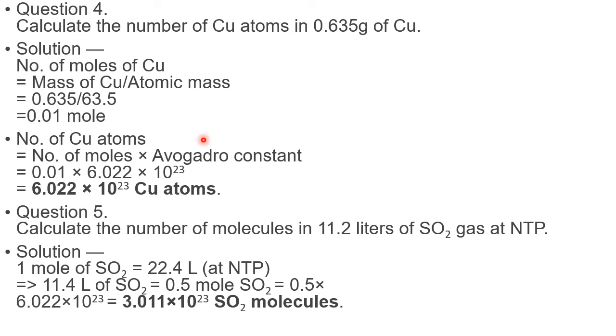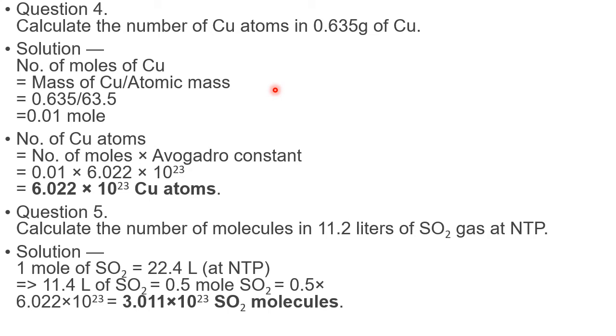Problem number 4. Calculate the number of copper atoms in 0.635 gram of copper. In 0.635 gram of copper, how many copper atoms are there? First you should know the mass of a copper atom. This is the mass of copper atom, 63.5 from the table. 63.5 gram of copper means 1 mole of copper.